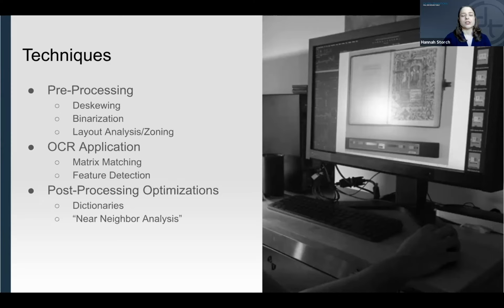Meanwhile, feature detection is a little more complex. It looks for general features like diagonal lines, curvatures, intersections, and such, and compares them to other features on the image within a certain distance. The particular software that we use, which is DT PixelFlow, first performs a layout analysis on the image to segment the location of the text.